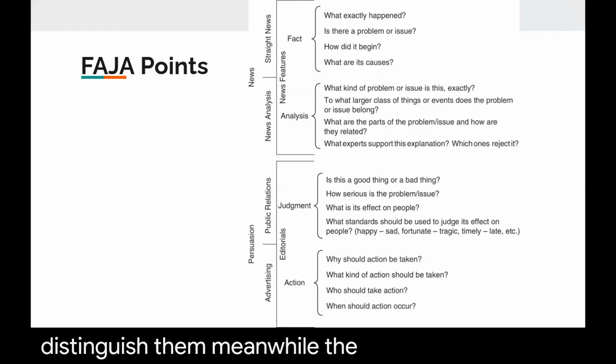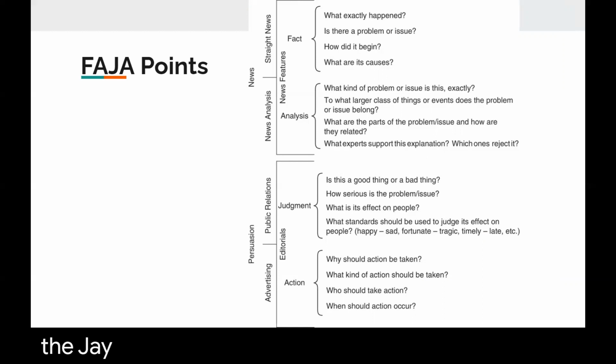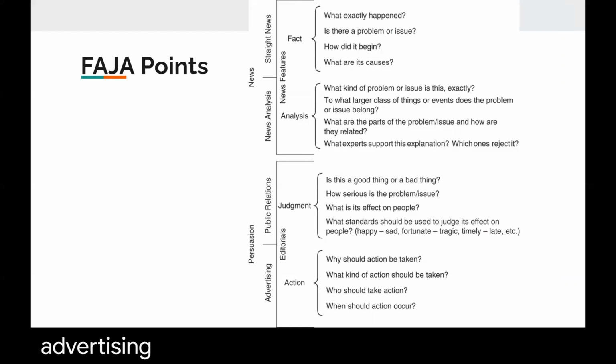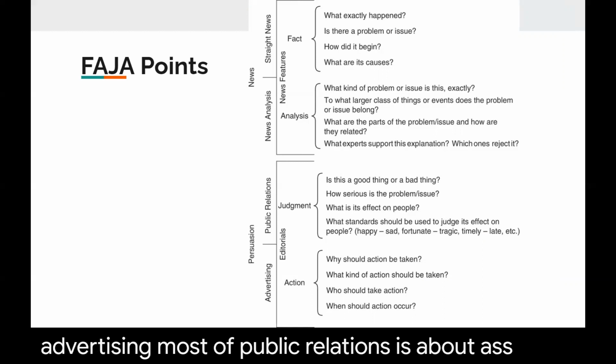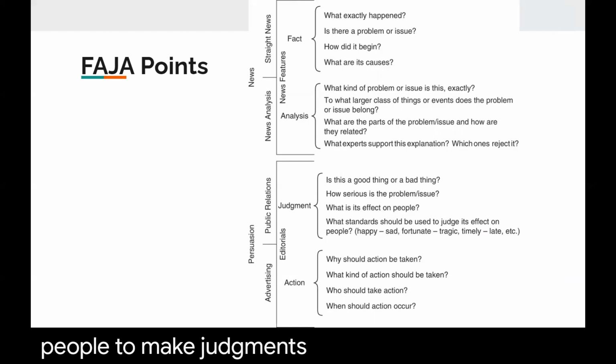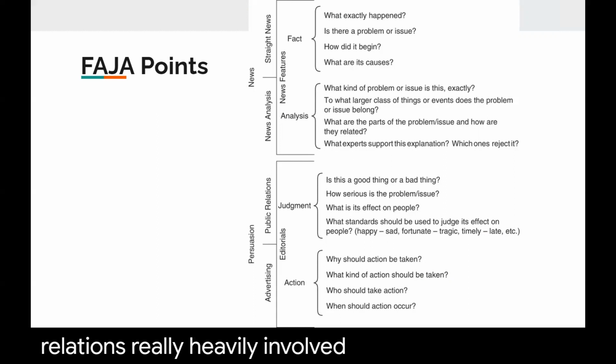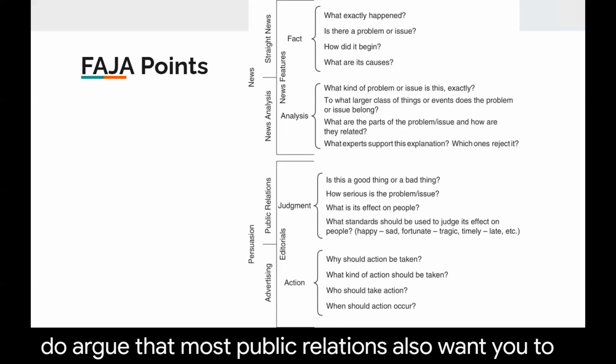Meanwhile, the last two FAJA points, the J and the A, judgment and action, really come from persuasion writing, which is public relations and advertising. Most of public relations is about asking people to make judgments about a brand, a company, an event, a policy that's going on. And so public relations really heavily involves this J part, although I do argue that most public relations also want you to take an action.